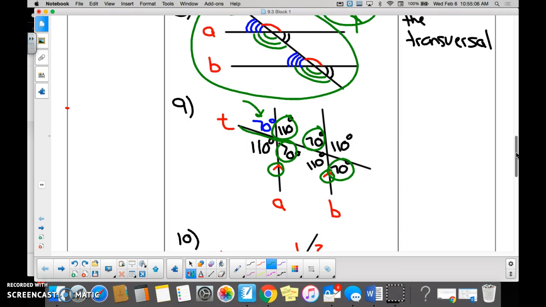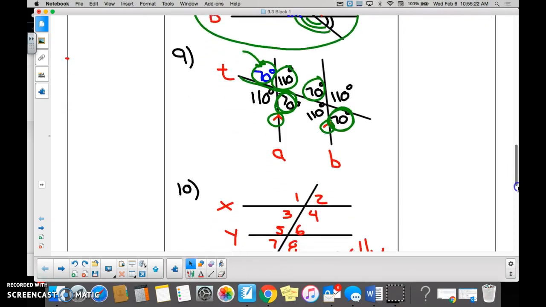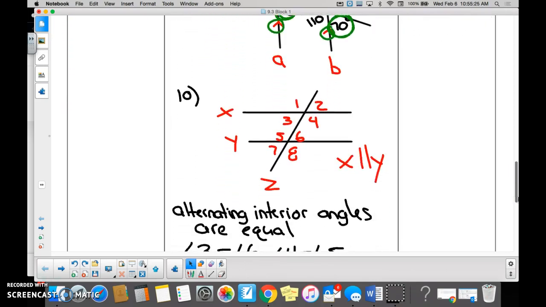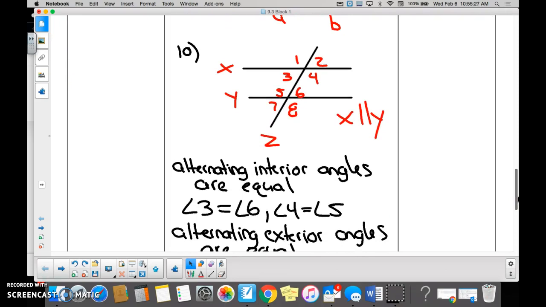We know that this is 70 because of... Alternating exterior. No, we don't know anything about that yet. Remember, we haven't got to that part of the video yet. But we know this is 70 because this angle right here corresponds to this angle right here, which is vertical to this angle right there, right? That's a lot of words, yes or no? Yes. So should we eliminate some words? Yes. So let's slide down to number 10 and look at some more special rules around transversals and parallel lines.